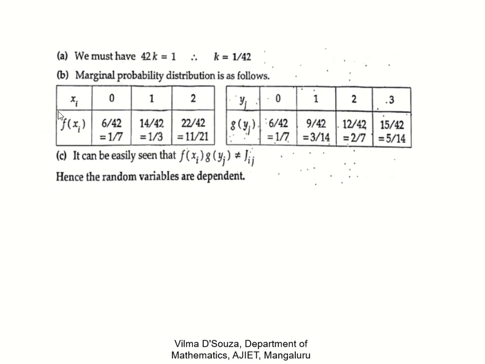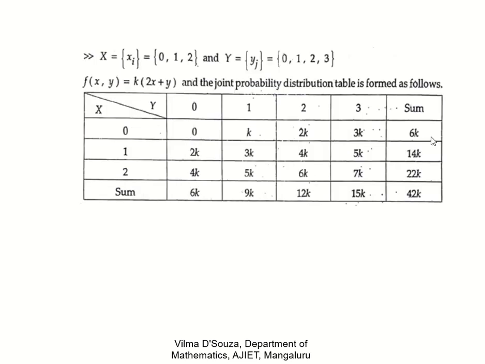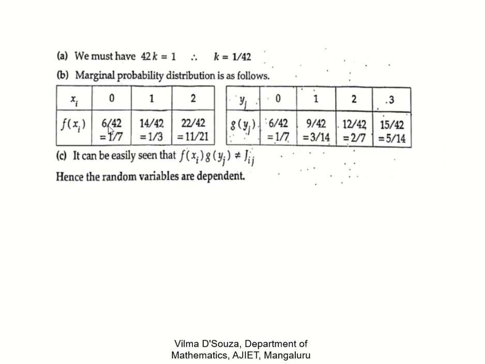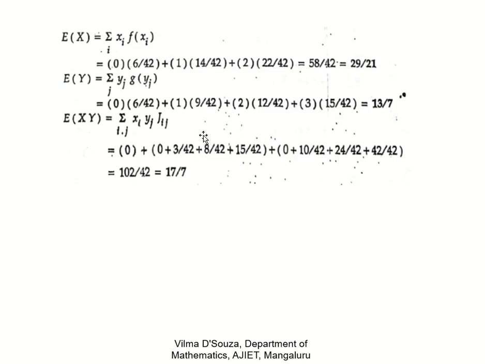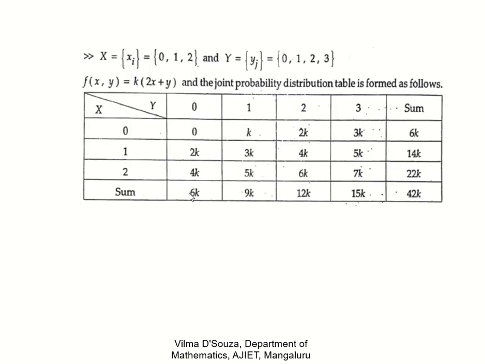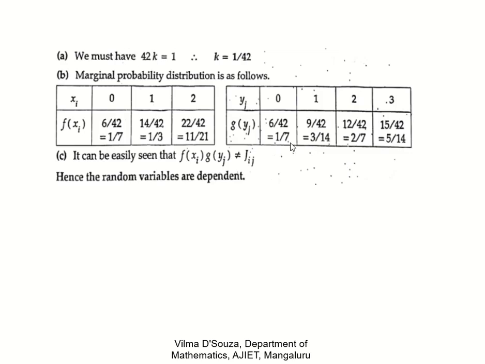Write down the marginal distribution. X takes the value 0, 1, 2. Correspondingly the sums are 6k, 14k, 22k. That is 6 by 42, 14 by 42, 22 by 42, that is 1 by 7, 1 by 3 and 11 by 21. And corresponding to y, 6k, 9k, 12k, 15k.